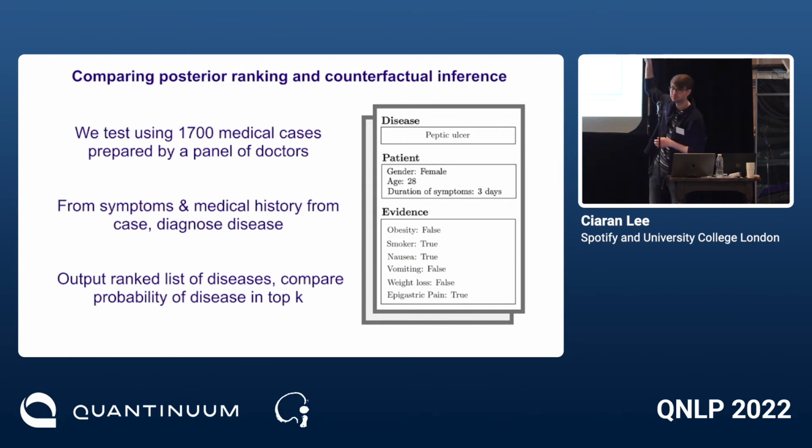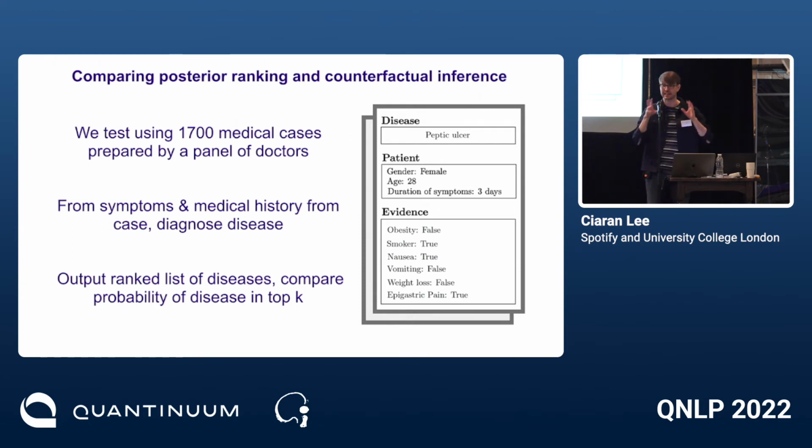That disease is then hidden from the doctors and from our algorithm, and we want to infer from all of this information what the most likely disease is. And then we can score the approach by saying, okay, is this disease that the panel of experts thought was the right disease in this case inferred by the algorithm? So what we want to do is output a ranked list of diseases. All of the diseases in our model, let's rank them by how likely they are given all of this evidence, and then we want to compare whether the disease actually on the card is in the top K of this ranked list.